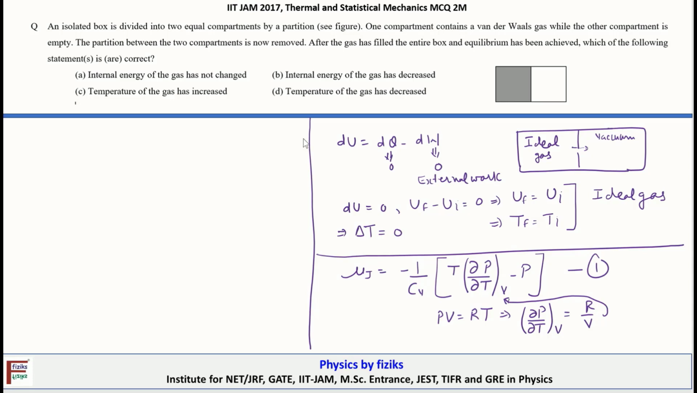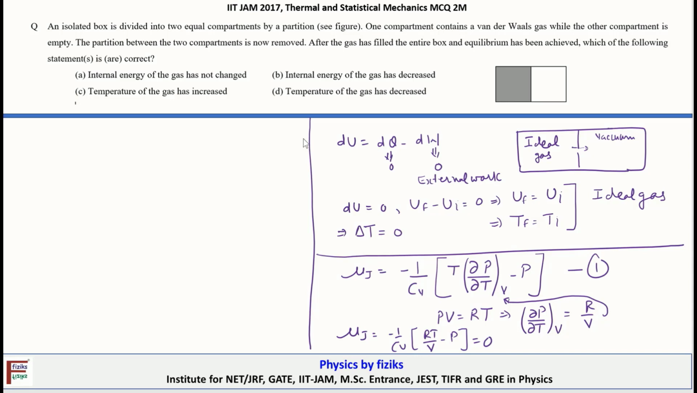Okay, so P minus P will give you 0. So that means for the ideal gas, μ_J is equal to minus 1 by Cv times (RT upon V minus P), and that is equal to 0. So the corresponding Joule coefficient for the ideal gas is 0.